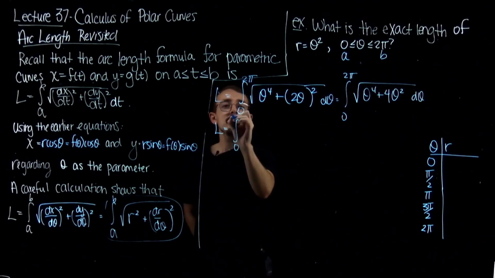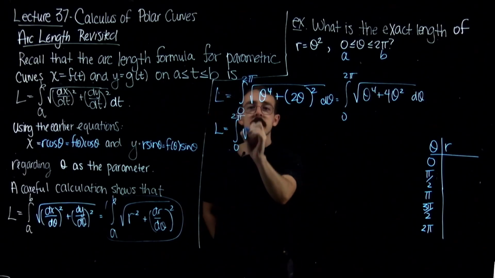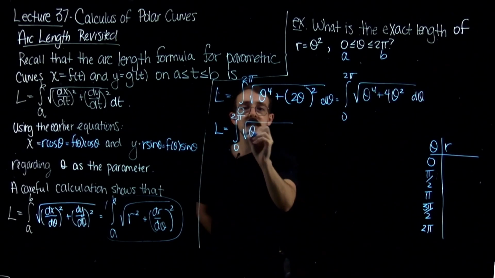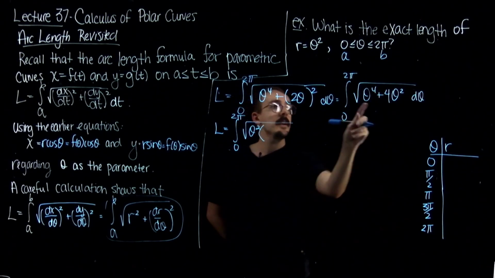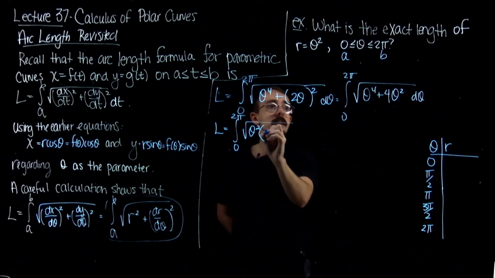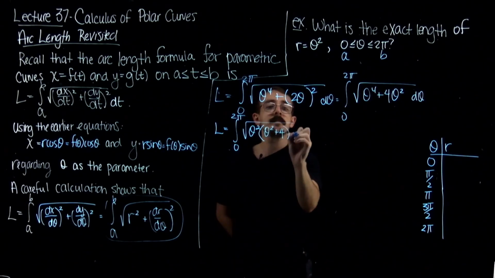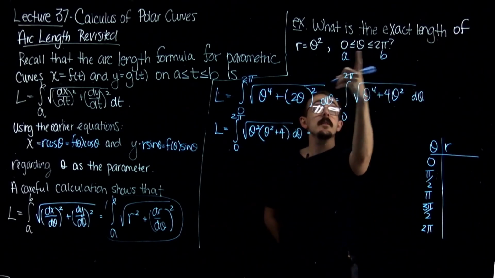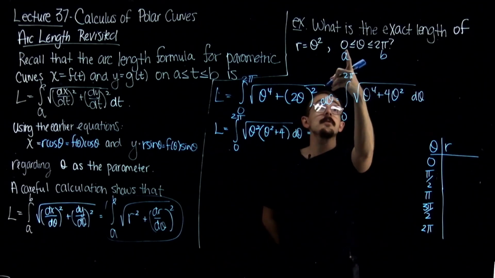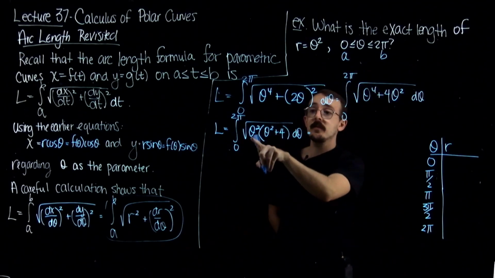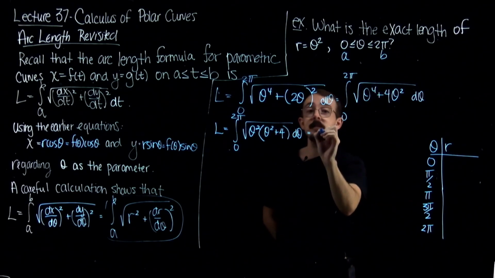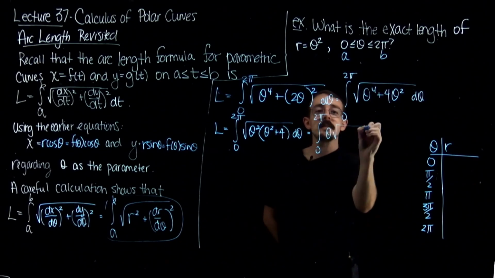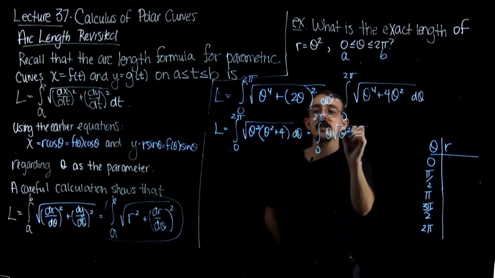So L is the integral from 0 to 2 pi of the square root of, both of these terms have a theta squared in common, so let's factor that out. I have theta squared times theta squared plus 4, d theta. Now, theta is non-negative, it's from 0 to 2 pi, so the square root of theta squared is just theta. I get the integral from 0 to 2 pi of theta times the square root of theta squared plus 4.